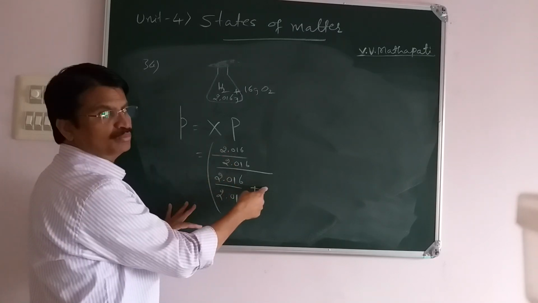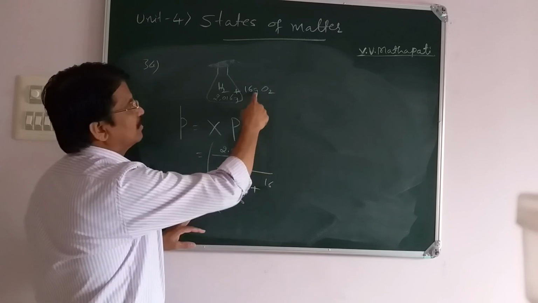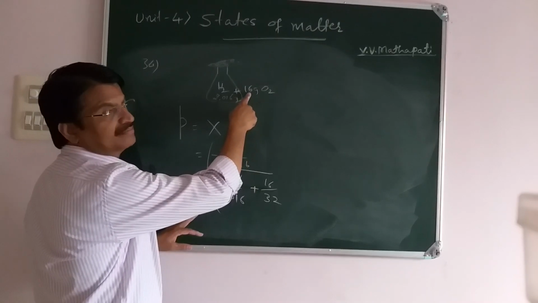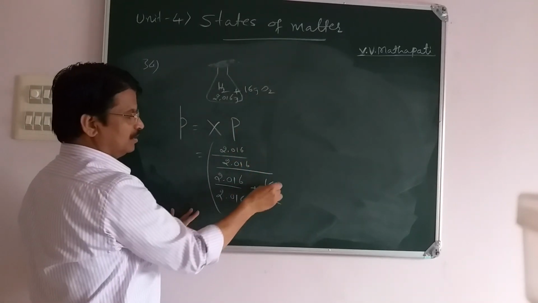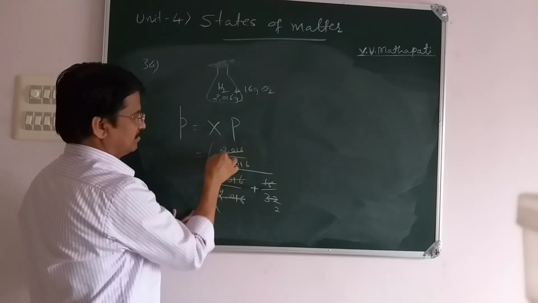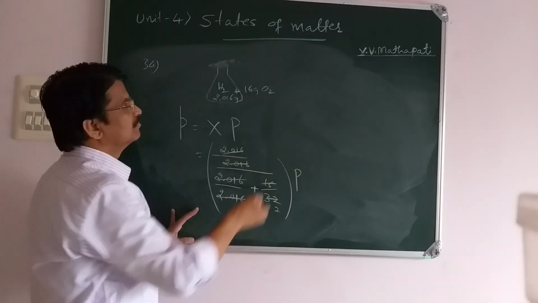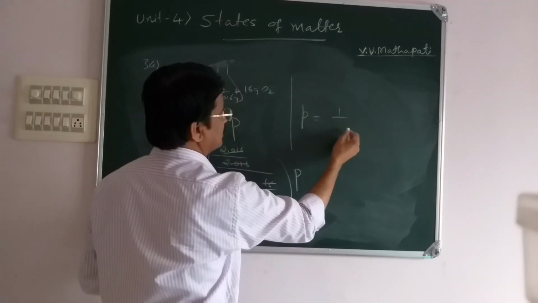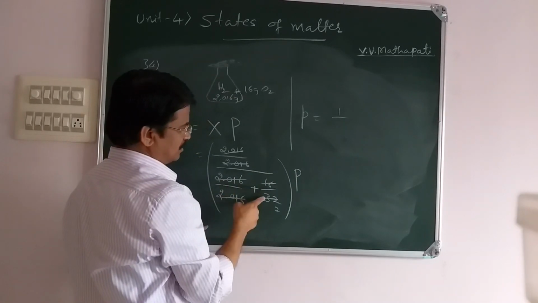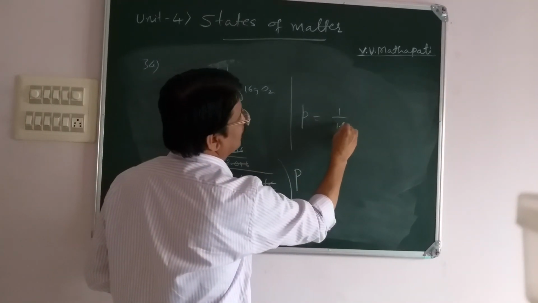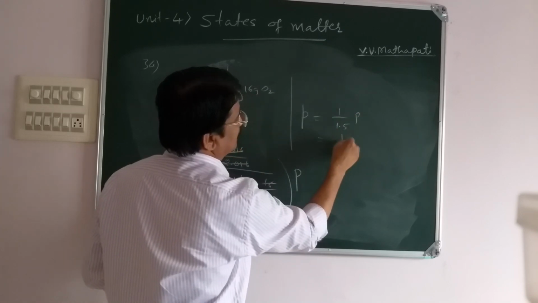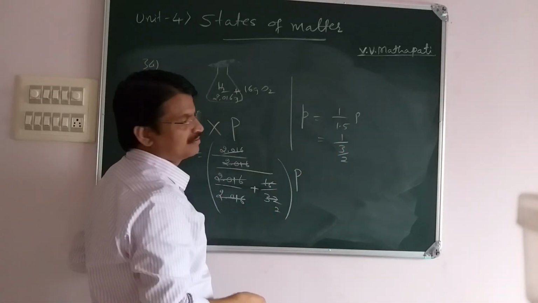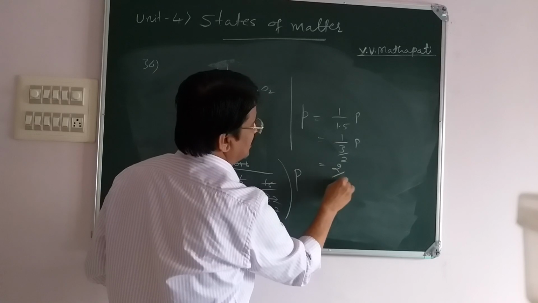Total mole is n1 plus n2, and n2 is this one. Second gas O2 by 32. Oxygen given mass 16, molecular mass 32. 16 by 32 is 1 by 2. Partial pressure equal to 1 by 1 plus 0.5, 1.5, into P. 1.5 can be 3 by 2 because in options they are not given like this, and 2 by 3 P.